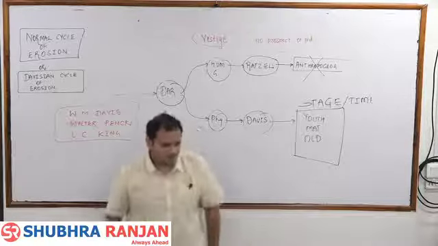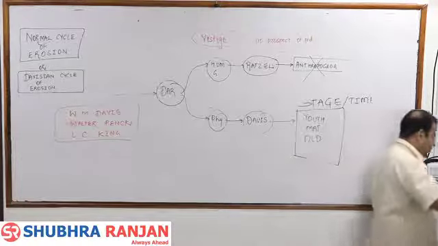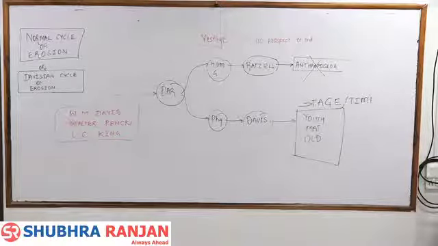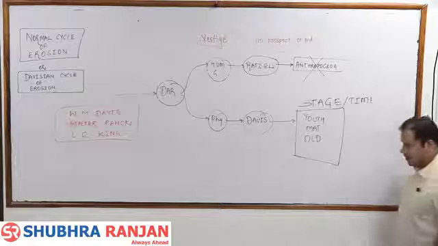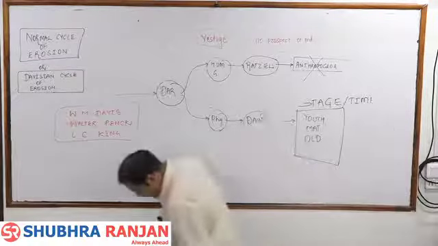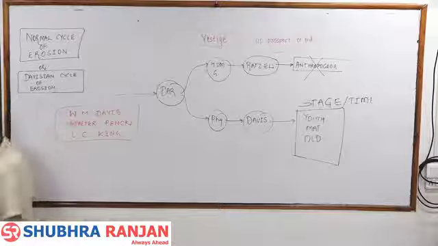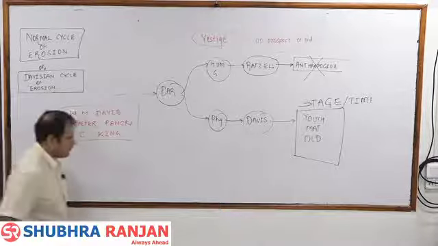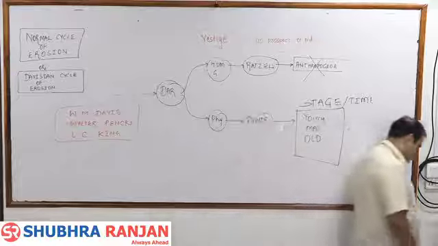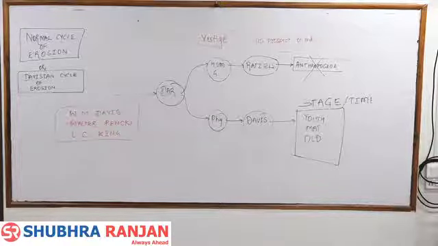Next point. He called this as geographical cycle of erosion, or complete cycle of a river. Complete cycle of river's life.